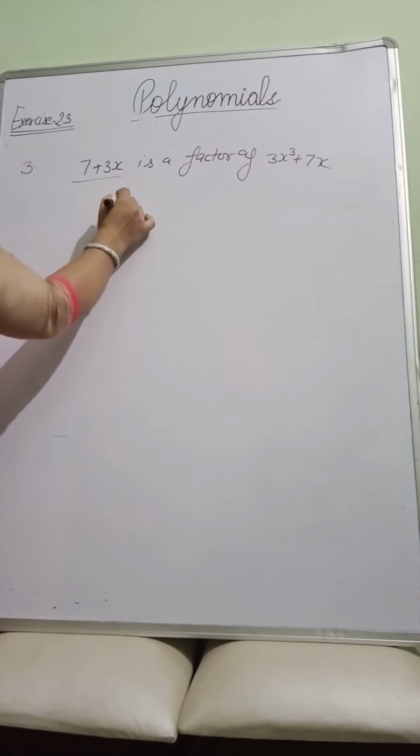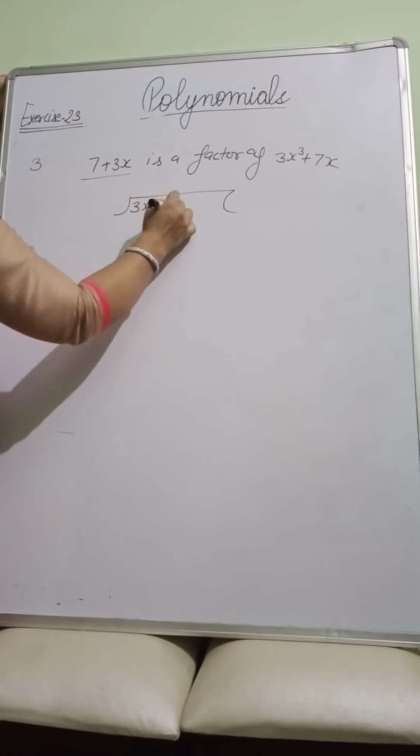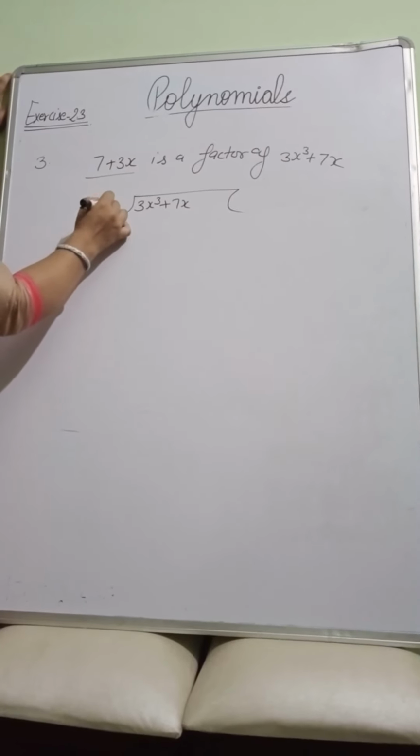I am doing the division method. So I am taking this inside, 3x cube plus 7x, and here I am writing this 3x plus 7.